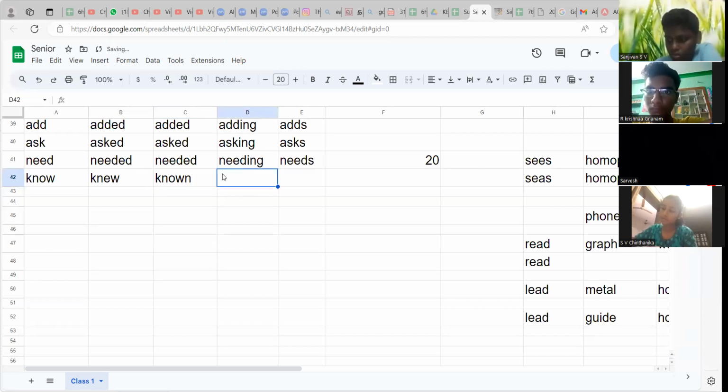Known. Look at that: knowing, not knowing, knowing. The W is silent here. The K is also silent here. Knowing, knowing, knowing.